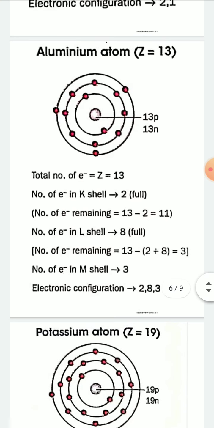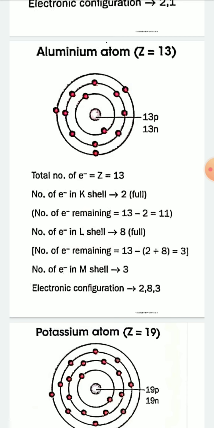Similarly, now the aluminium atom. The atomic number of aluminium is 13, Z is equal to 13, that is, aluminium has 13 protons and 13 neutrons in the nucleus of the atom, and there are 13 electrons revolving around the nucleus in different energy cells. So the total number of electrons in aluminium is 13. Now you have to arrange these electrons according to the Bohr-Bury scheme. You have to follow the 2n square rule.